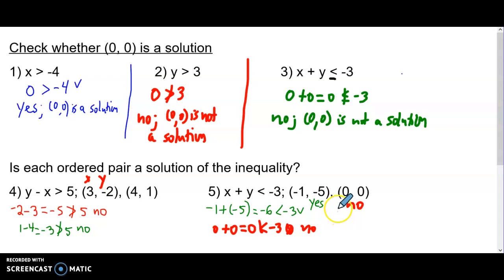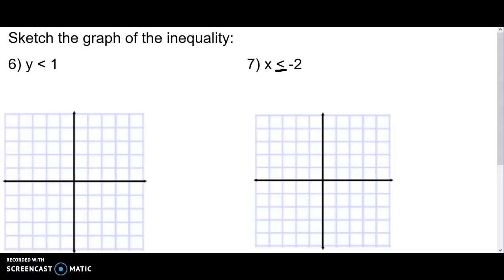So that's a yes, and that's a no. So it depends every time. We can't predict from the beginning unless we substitute and do our operations. So for all of these, you have to substitute before you say yes or no. And of course, we're assuming that you know how to perform the operations correctly. Let's go to the next screen.